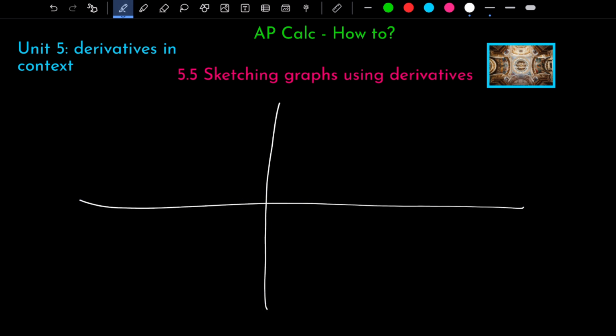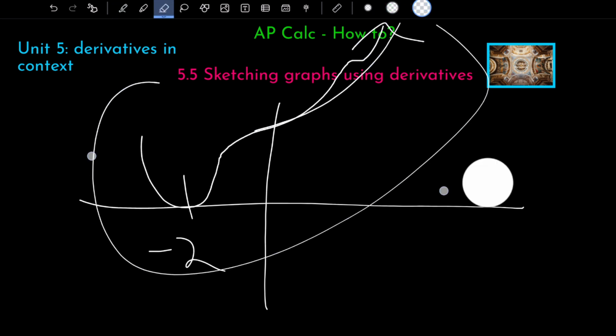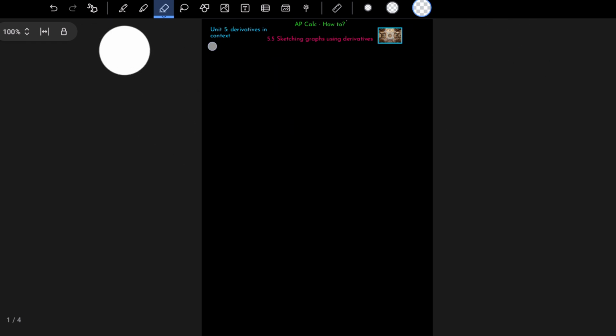Let's make our graph here. We're going to have a minimum at x equals -2. We're going to have a POI at 0. And then curve bending upward after that. So it's literally just going to go up. This is what our graph looks like. Some of these are more complicated than others. This one's a little bit strange.